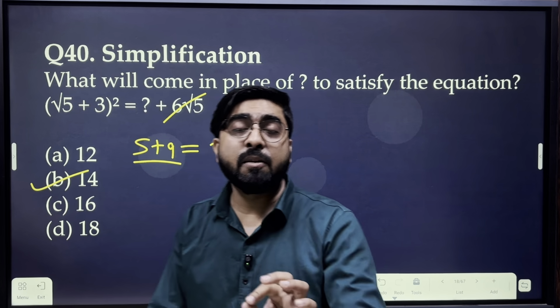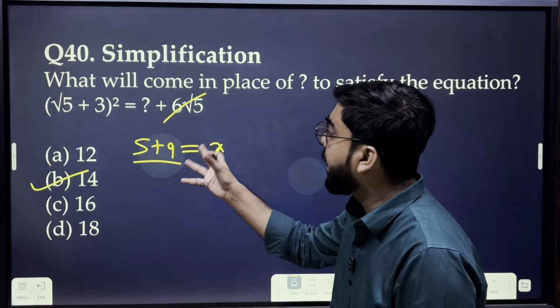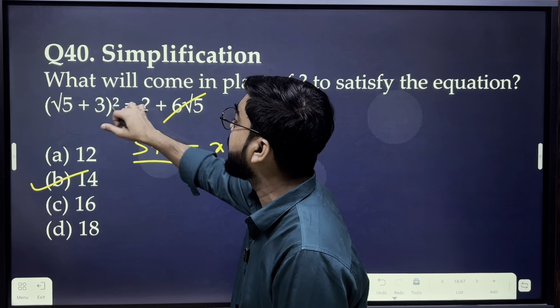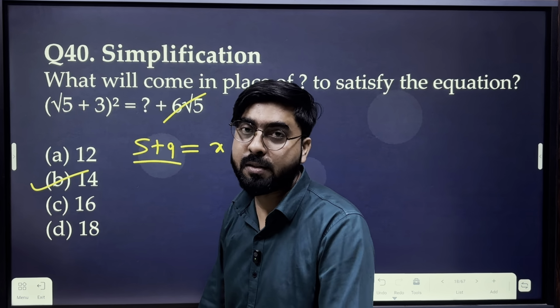This is the way you are going to solve in the examination. Most of the candidates, they don't know what they do. A square plus b square plus 2ab is equal to x plus this, then they deduct and then they add, then they tell the answer.